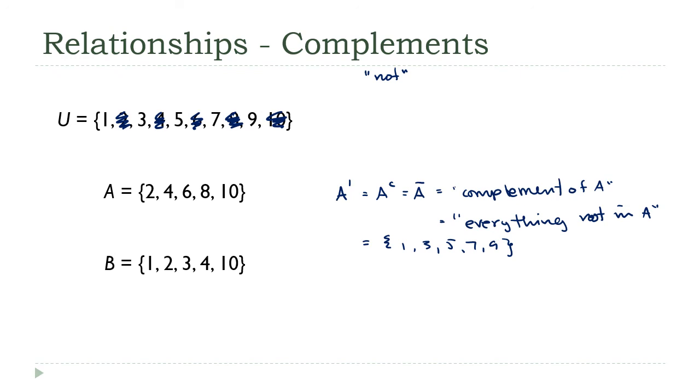Okay, so why don't you take the next one here? See if you can go through that same sort of process, figure out what the complement of B is. Well, I'm going to do the same thing. I'm going to cross off 1, 2, 3, 4, and 10, and everything that's left, 5, 6, 7, 8, and 9, that is the complement of B.